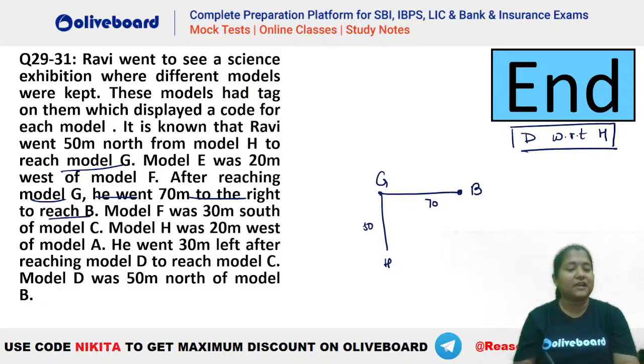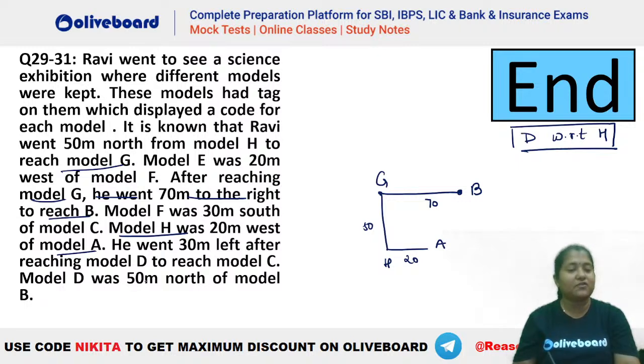Okay. Then after that, model F was 30 meters south of C. H was 20 meters west of A. So you can see H has to be 20 meters west of A. So something like this. This is going to be your A. Okay. After that, what is given? He went 30 meters left after reaching D to reach C.